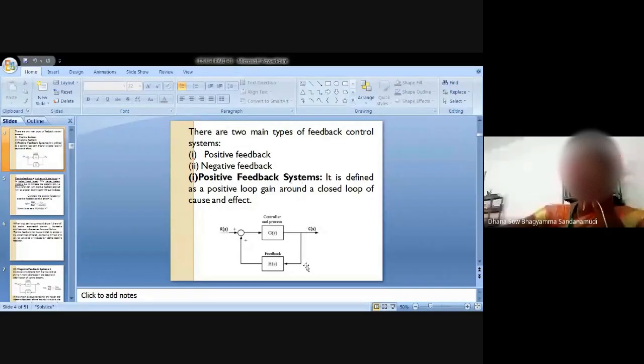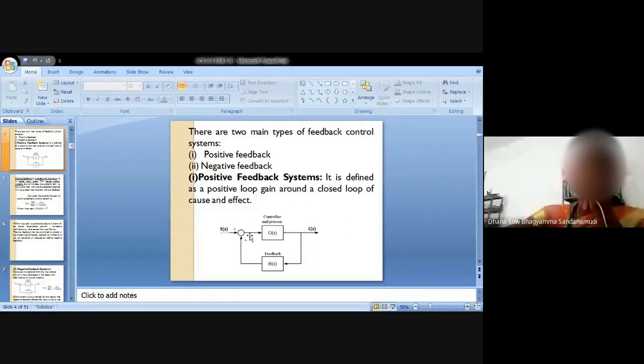In the positive feedback system, what is happening? Because of positive feedback, the input to this controller and process is increasing. When input increases, what happens to the output? Output increases. What is the gain or the transfer function? Output by input is gain. Output increases, so C of S by R of S increases. The C of S numerator magnitude increases, which means automatically the output is increasing, so gain is also increasing. So the overall gain of the system is increasing beyond what it would be for a given input and the corresponding output.